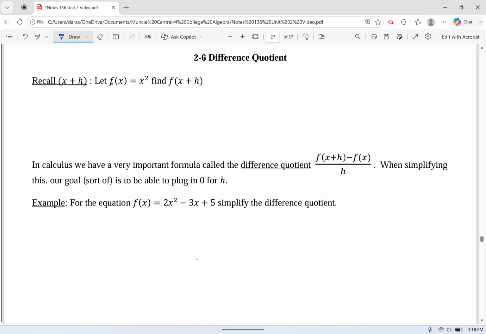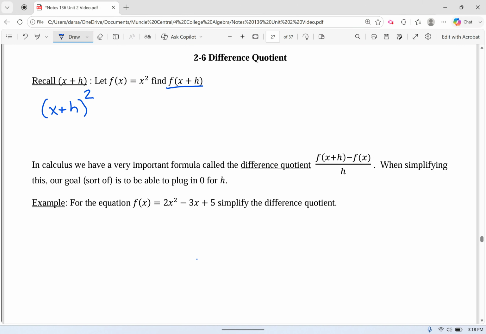So let's think about this. If f of x is x squared, what is f of x plus h? Well, what does f of x plus h mean? It means we're going to take all of the x's in f of x and take those out, and in their place we're going to put an x plus h. So f of x plus h, we would normally have x squared. So we take out that x and leave a hole. And in that spot, we're going to put x plus h.